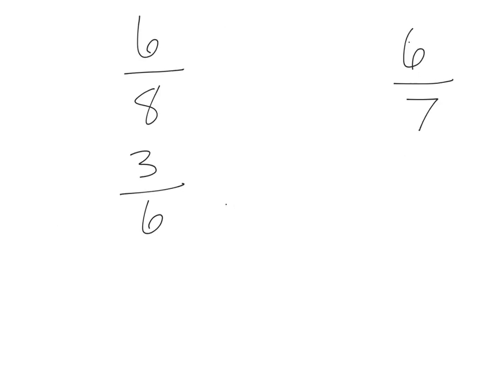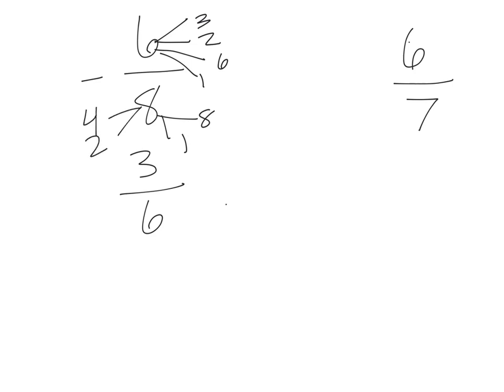Let's see if we can find the simplest form of each of these three fractions. So for this first fraction, 6/8, we have to find the largest number that will go into both 6 and 8, or in other words, the largest factor that 6 and 8 share. So if we think about 6's factors, we have 3, 2, 6, and 1. And 8 has 8, 1, 4, and 2.